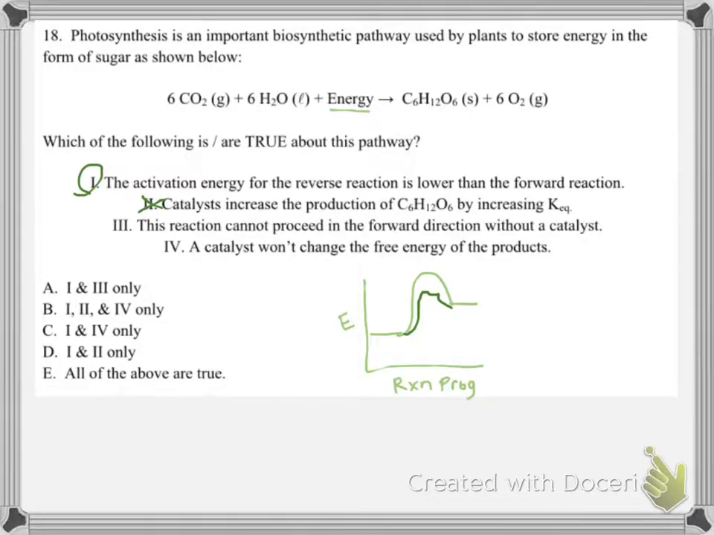And without a catalyst, the reaction could still go. We could mix some CO2 and some water together. And eventually, might be thousands of years from now, we would start making some sugar and oxygen. Okay, so the reaction can proceed without a catalyst. It just has such a big hump to get over. That makes it really slow. So 3 is false.